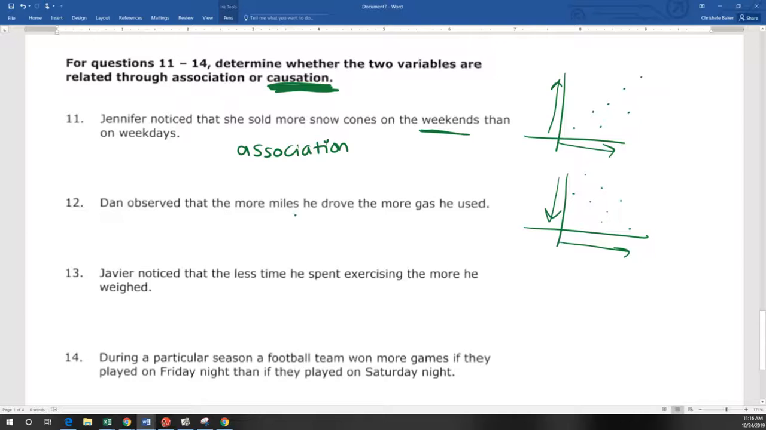This one we can prove. When you drive, you use gas. I mean, that is a causation. We know one variable definitely causes the other variable to go down. More miles, more gas used. Less time he exercised, the more he weighed. Again, that's a causation. We know that there is a link. Scientists have proved it, that if you're sedentary, if you sit on the couch, you're not burning calories.